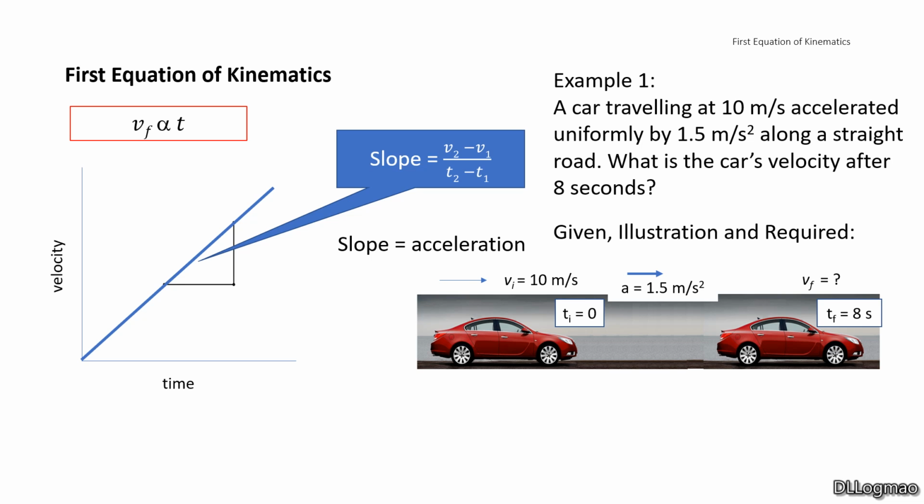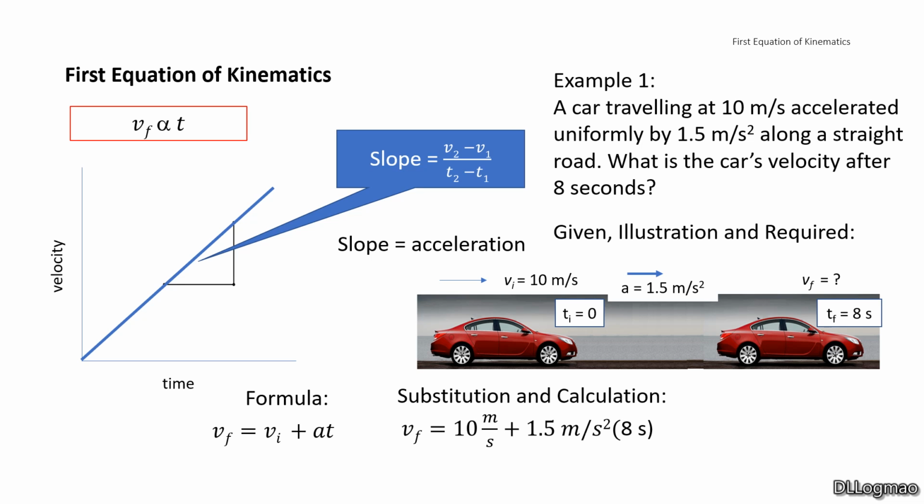The formula to use in solving for the required: the final velocity is equal to the initial velocity plus the product of acceleration and time. This is the first equation of kinematics. Substitute the given information to the working equation: 10 meters per second plus the product of 1.5 meters per second squared and 8 seconds. The final velocity is 22 meters per second. The final answer is final velocity equals 22 meters per second.